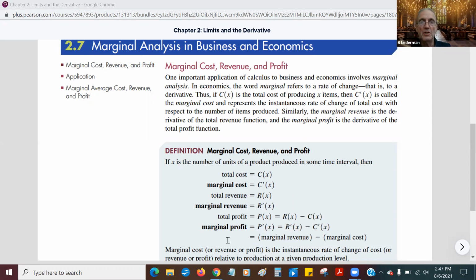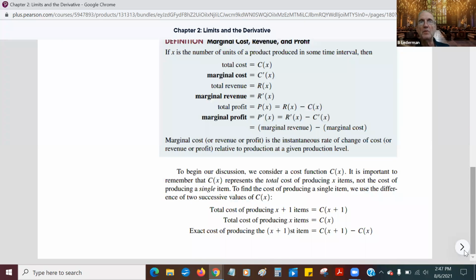So marginal cost or revenue or profit is the instantaneous rate of change of cost or revenue or profit relative to production at a given production level. By production level, I mean how many units, how many X number of units there are. Okay, well, that's the basic definition. So basically, whenever you see the word marginal in business, when we translate it into math, it means the derivative.